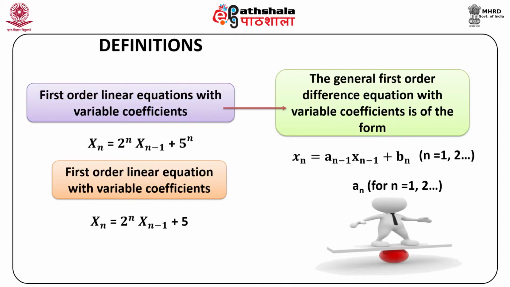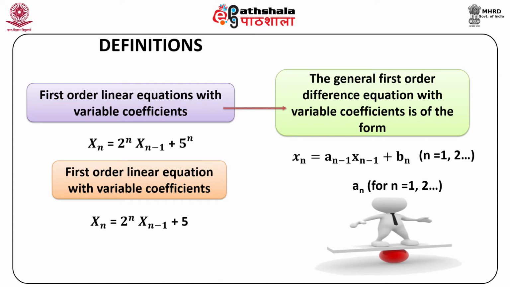plus 5. First order linear equations with variable coefficients. The general first order difference equation with variable coefficient is of the form xn is equal to an minus 1 xn minus 1 plus bn, n is equal to 1, 2, etc., where an varies with n, and bn can be a constant or a function of n.